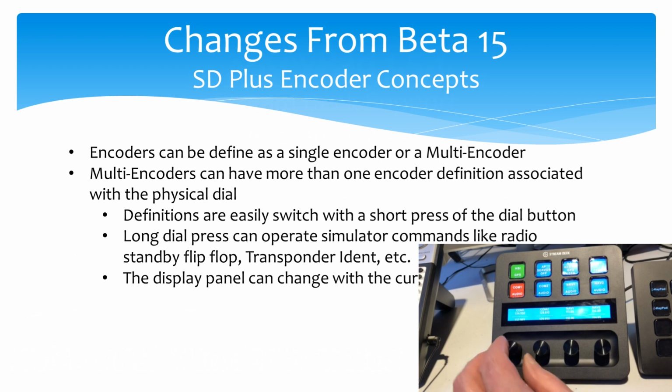If I give it a quick click, it switches over to changing the fine setting. And you can program it so that if I don't touch it for a while, it'll reset back to the primary encoder again. You can see I'm back over on the coarse setting.